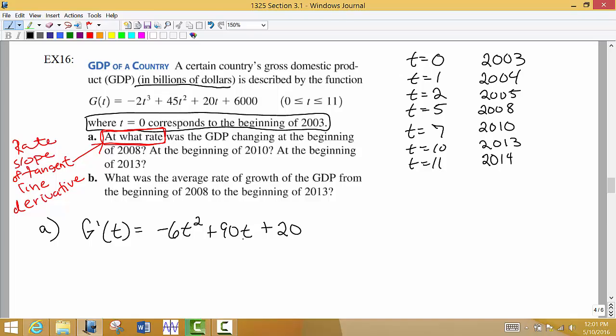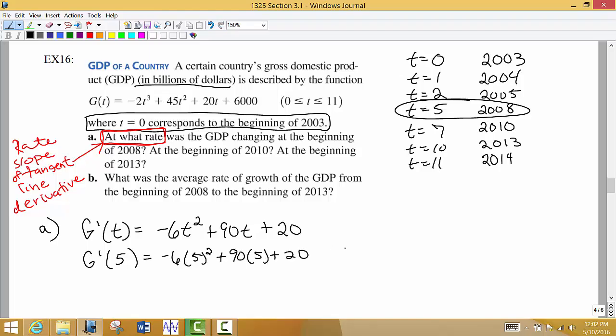Part A says, at what rate, or what is the slope at a particular point? At 2008, which corresponds to a t value of 5. So we're going to put a 5 into our derivative in place of t, and this will tell us the rate of change, that instantaneous rate of change at the beginning of 2008. You can just put that into your calculator, and we get a positive 320.